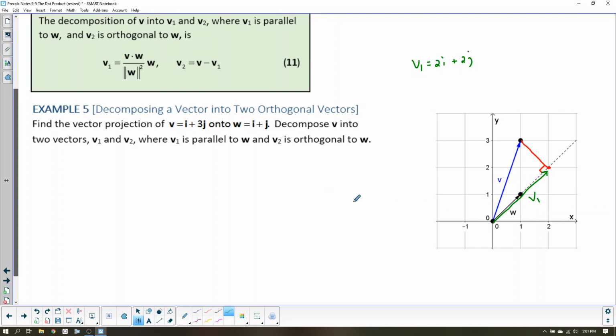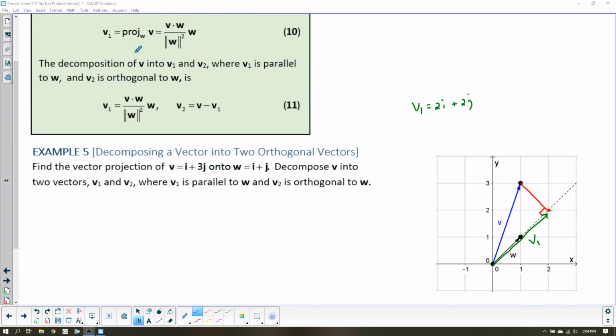So let's actually do the formula now and verify that you do get the same thing. Using the formula, we know that v1 should be v dot w over magnitude of w squared times w. So let's do the dot product first. We've got 1 times 1 is 1, plus 3 times 1 is 3. And then we need to do the magnitude and square it. So the magnitude is going to be the square root of 1 squared plus 1 squared. So that's 1 plus 1. And then square that whole thing, which is just going to cancel the square root. And then we multiply that by w. So we've got the dot product on the top, magnitude squared on the bottom, multiplied by w. This gives us 4 over 2, which is just 2w, and then distribute it through: 2i plus 2j. And you can see, same answer as what we have above.